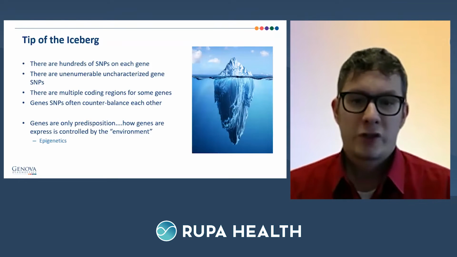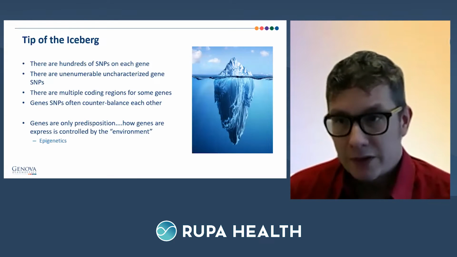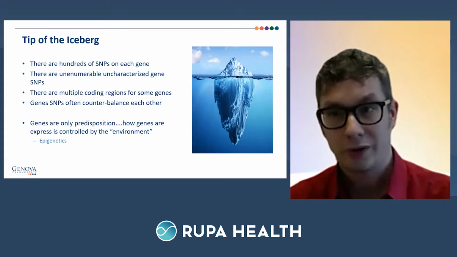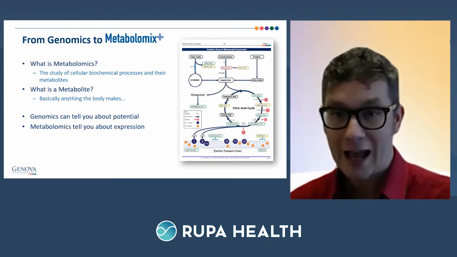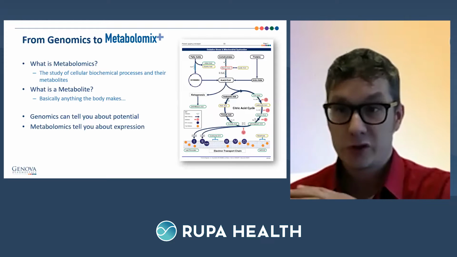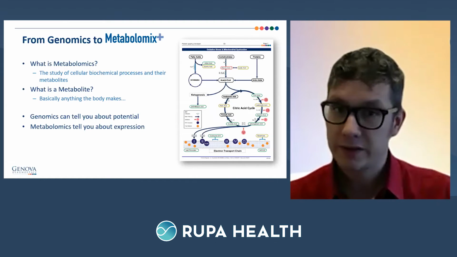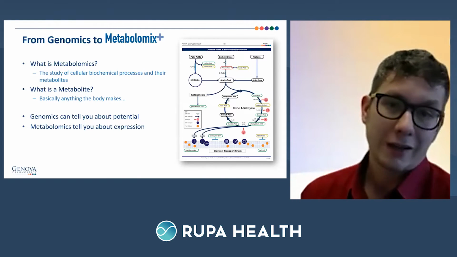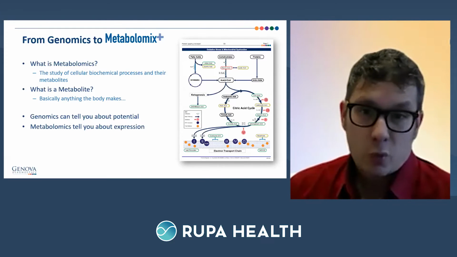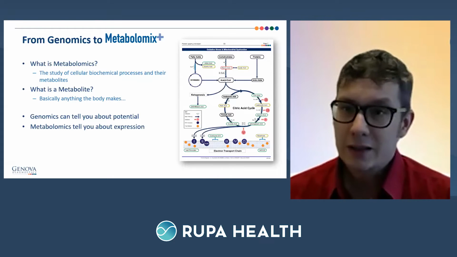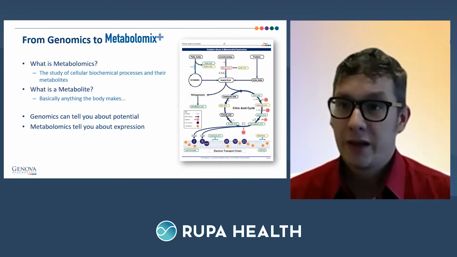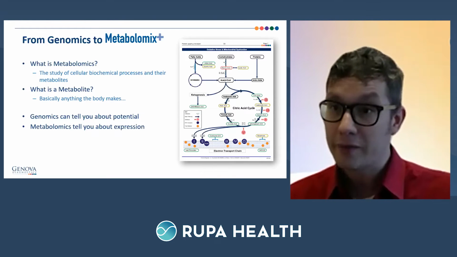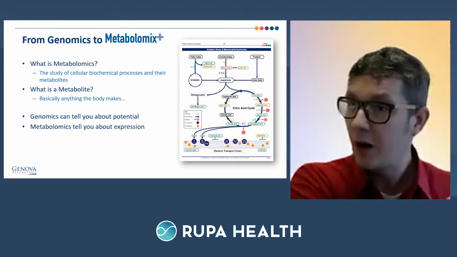So genes, at the end of the day, might give us information about predisposition, but the environment is so much more important, right? The epigenetic aspect. So that's how we get from genomics to what's different with metabolomics and a metabolomics assessment. So again, what is metabolomics? It's the study of biochemical processes. And in these biochemical processes, you're going from point A to maybe point F, and there's different steps all along the way.